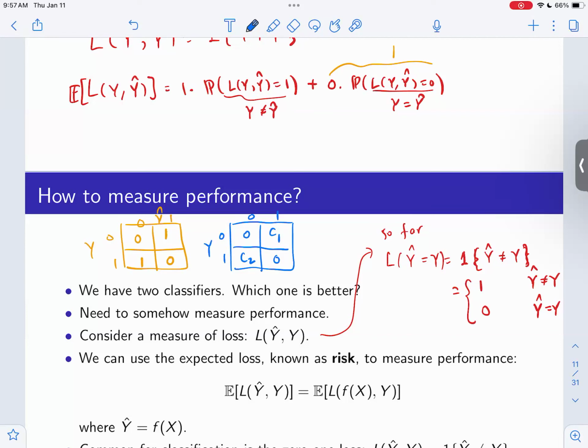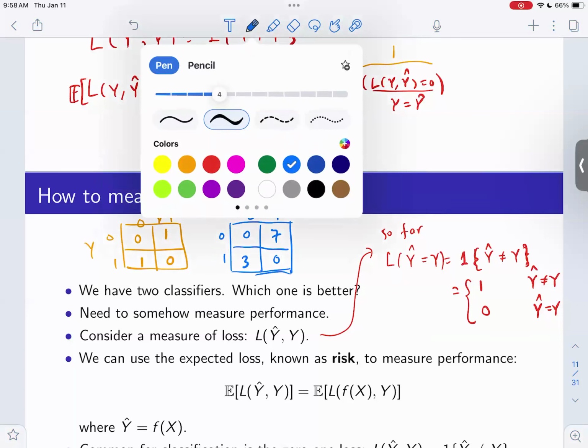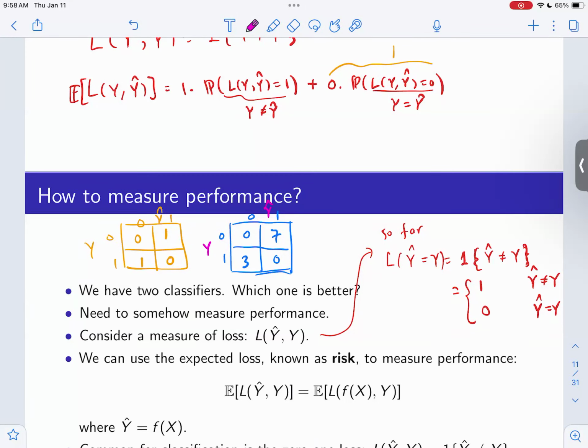So for example, I could have, let's say, 0.1 here and 0.9 here, or they don't have to sum to 1. Let's say this is 7 and this is 3. What it does is say that if the true label was 0 and I classify it as 1, the cost is 7. If the true label was 1 and I classify it as 0, the cost is 3. So it's less costly to make a mistake in one direction than the other.